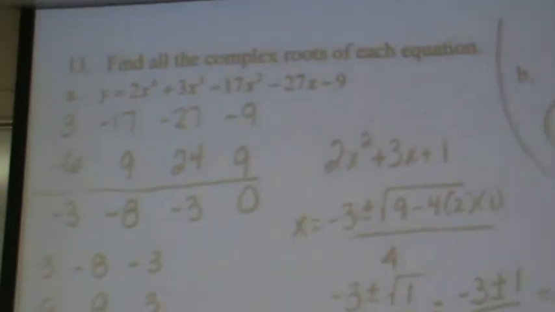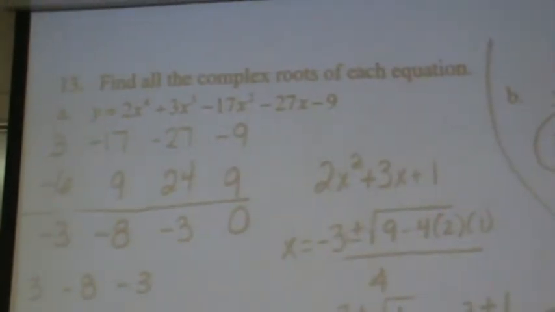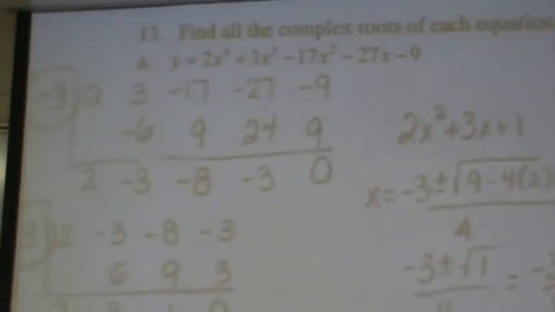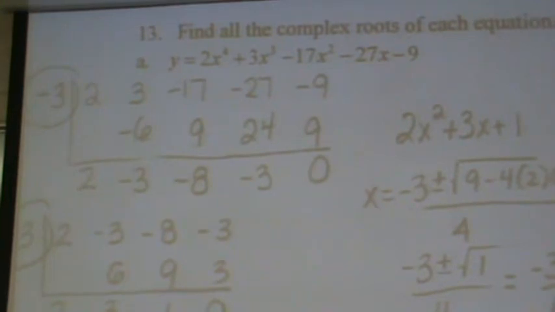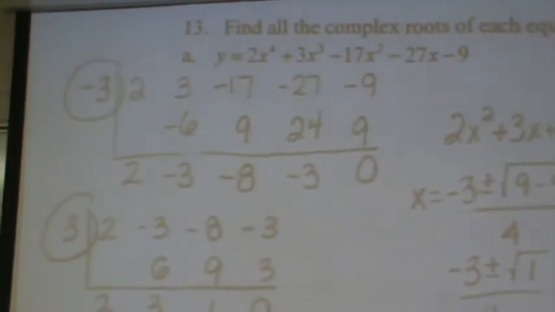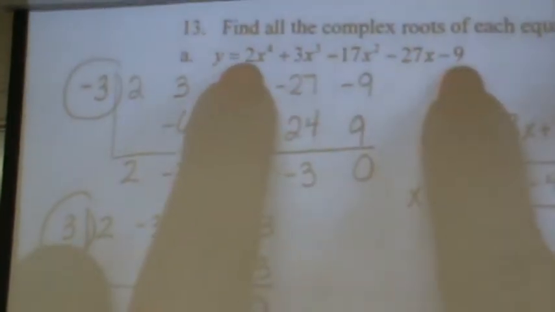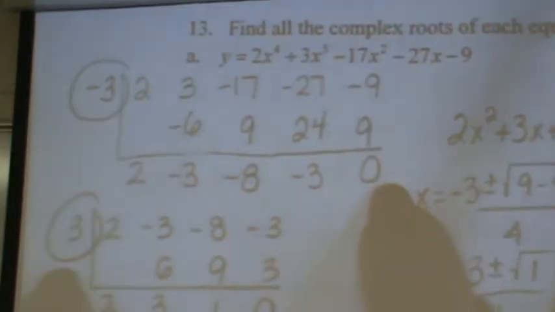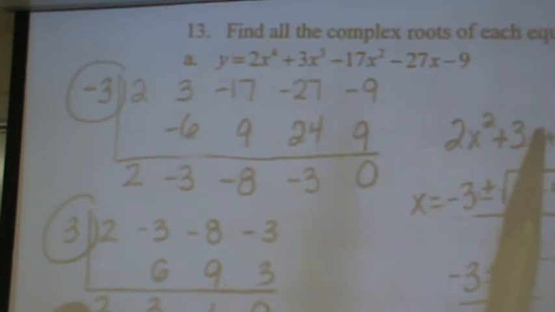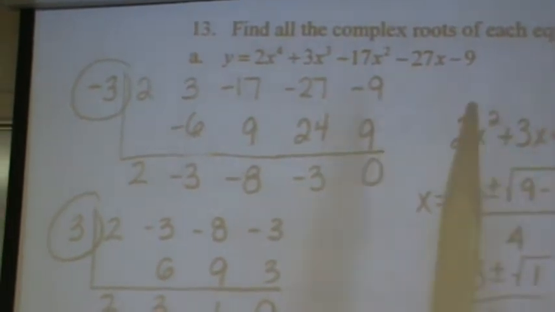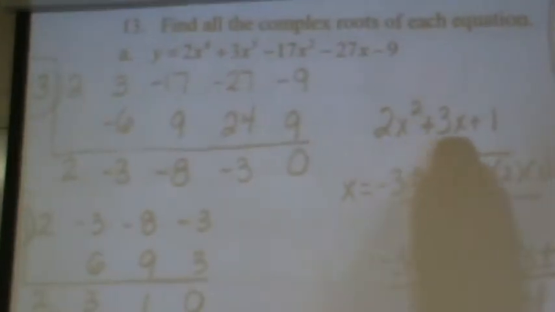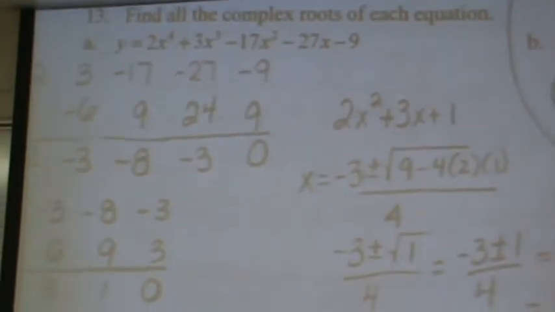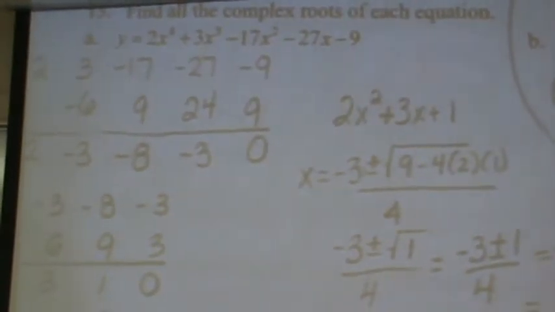I'm only gonna do 13 because it's the same as 13 A and B. 14 is pretty much the same. This is the same as what we've done, find all the zeros, they want them all. So you're gonna do your rational zero test. I just wanna let you know, negative 3 works. 3 worked. And then you end up with this quadratic, 2x squared plus 3x plus 1. And then what you have to do is the quadratic formula to find the other two zeros. And I got negative 1/2 and negative 1.